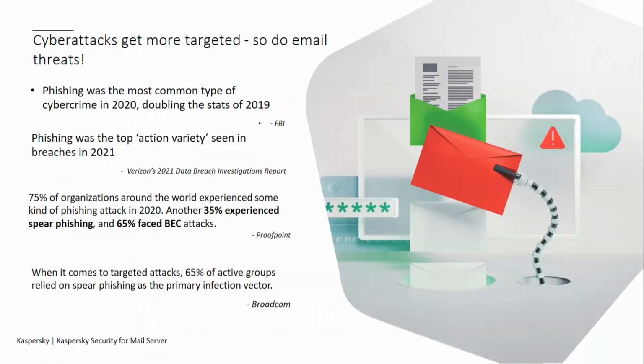It was reported that phishing was the most common type of cyber crime in 2020, doubling from 2019. As I said, because of COVID, phishing was the top action variety seen in breaches in 2021, because they knew that everyone is using email to communicate to the organization. That's why 75% of organizations around the world experienced some kind of phishing attack in 2020.